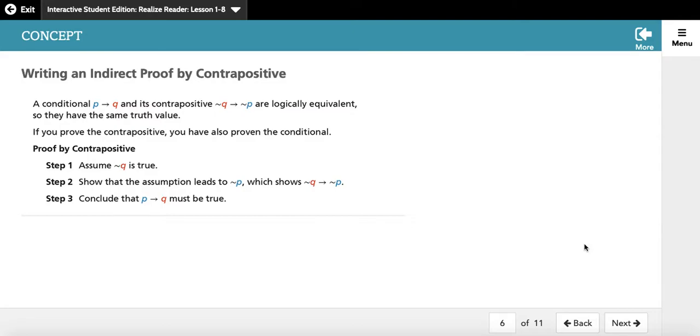Hello, this is the video on example 3 for geometry, topic 1, lesson 8. Writing an indirect proof by contrapositive. We just did one on contradiction, this is contrapositive.